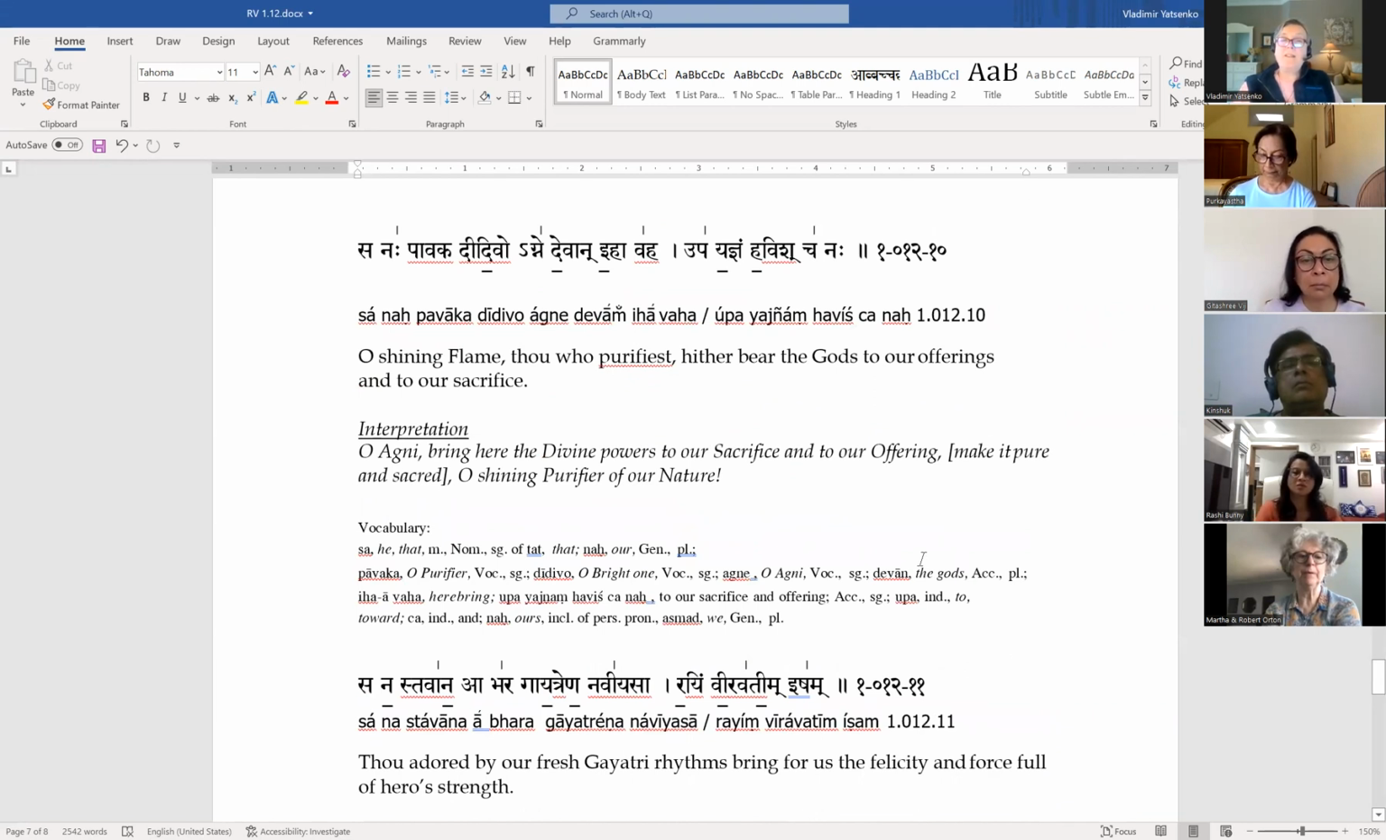Sanaf pavaka didivach agne devan ihavaha upayajnam havishchanach. O shining flame, thou who purifiest, hither bear the gods to our offerings and to our sacrifice. My interpretation: O Agni, bring here the divine powers to our sacrifice and to our offering. Make it pure and sacred, our offering. O shining purifier of our nature.